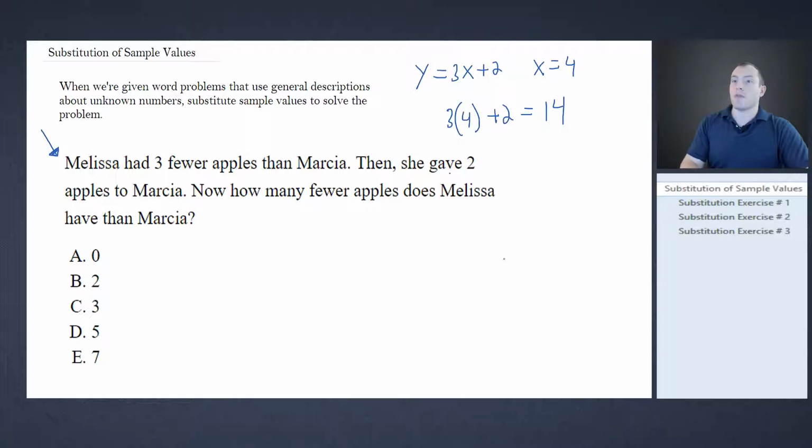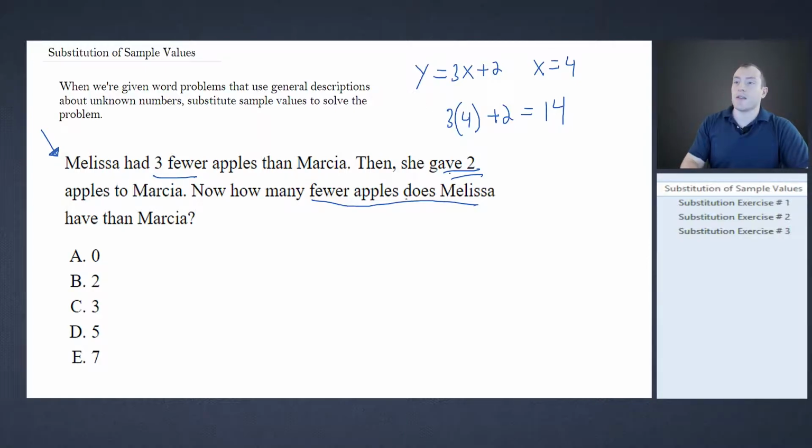Normally what people do is they'll say, well, Melissa had 3 fewer apples than Marcia. And we need to know how many fewer apples she has altogether. Well, she started out with 3 fewer, and then look, she gave 2 more. So if she gave 2 more and she started out with 3 fewer, that would be 5 less, right? And then we would say, oh, look, D's 5, and that would be our answer, and that would be the end of it. If you did that, you would definitely not get this question right.